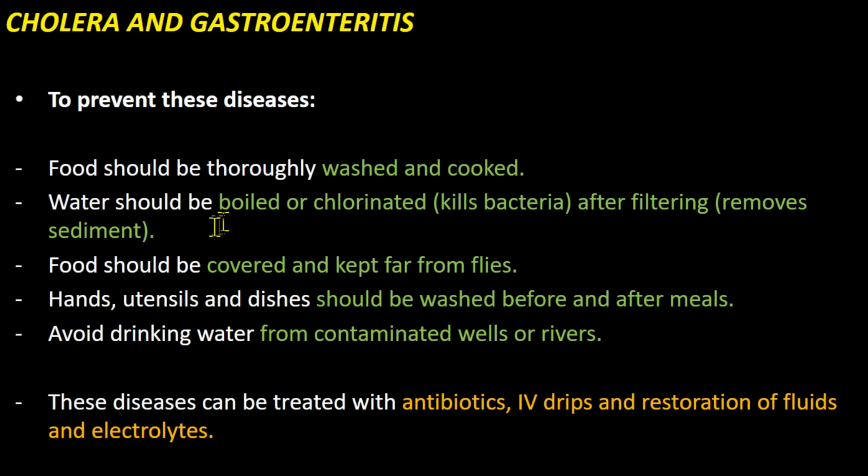So to prevent these two diseases, food should be thoroughly washed and cooked. Water should be boiled or chlorinated, which will kill the bacteria after filtering, which will remove any sediment. Food should be covered and kept far from flies, and hands, utensils, and dishes should be washed before and after meals. Should avoid drinking water from contaminated wells or rivers. So these diseases can be treated with antibiotics, intravenous drips, and restoration of fluids and electrolytes.